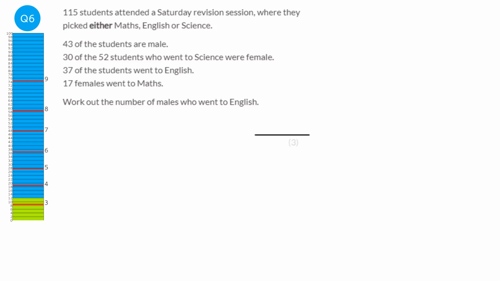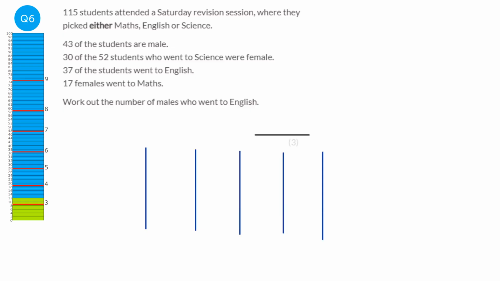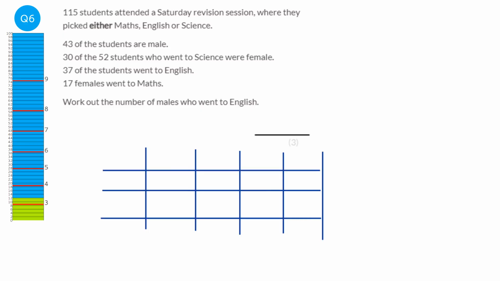To answer this question, we're going to have to create a two-way table for all the information. So I'm just going to draw a quick table. So we've got maths, English, science, then a total column. And then across here we have male and female and a total column. Okay, so I'm going to fill in maths at the top, English, science, and then we have a total. And then we've got male, female, and then total at the bottom.